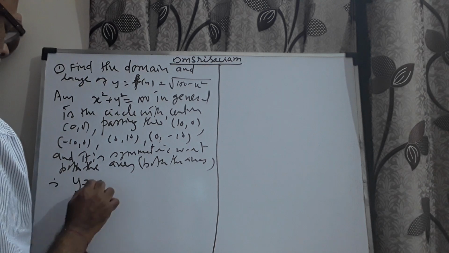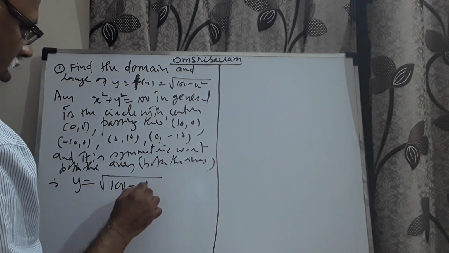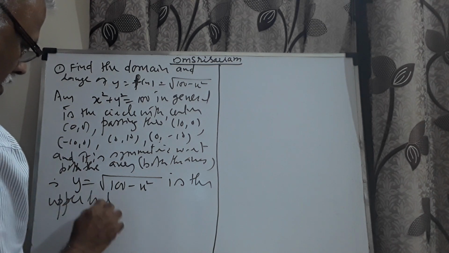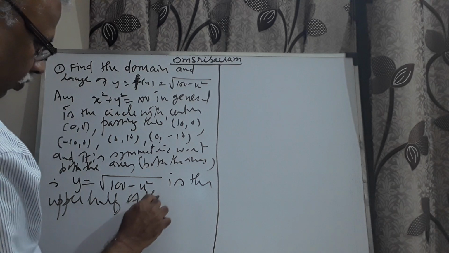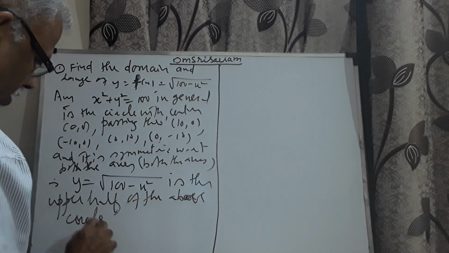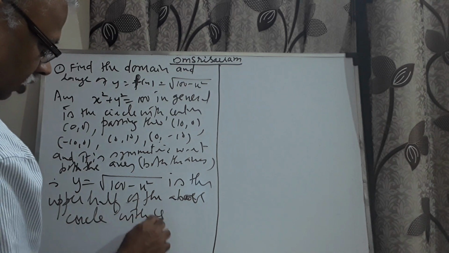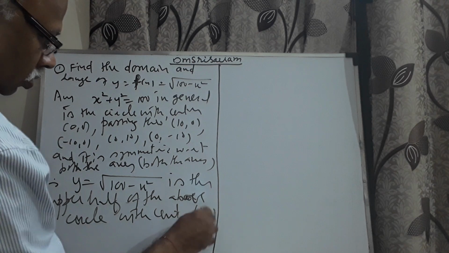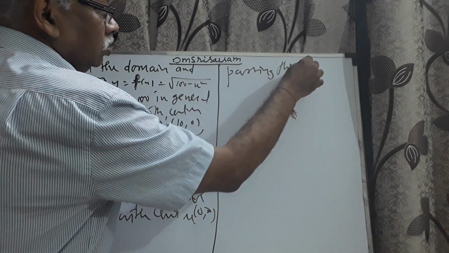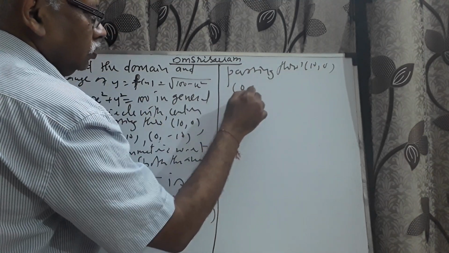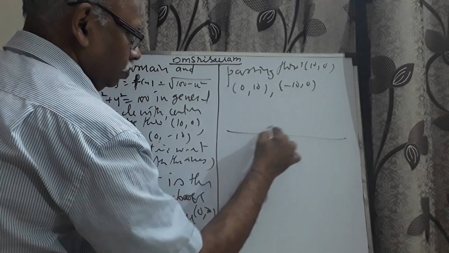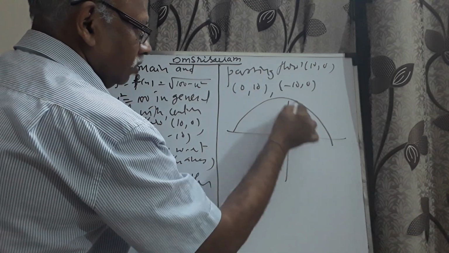Therefore, y is equal to root of 100 minus x square is the upper half of the above circle with center 0, 0, passing through 10, 0, 0, 10, and minus 10, 0. This is how the graph would be. You can just draw a rough diagram.